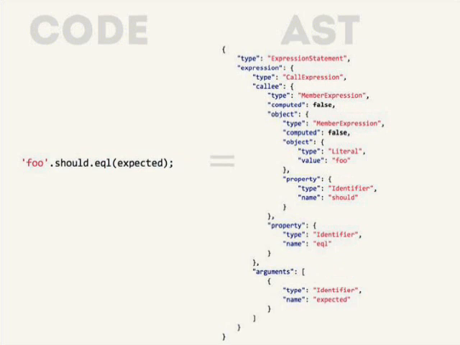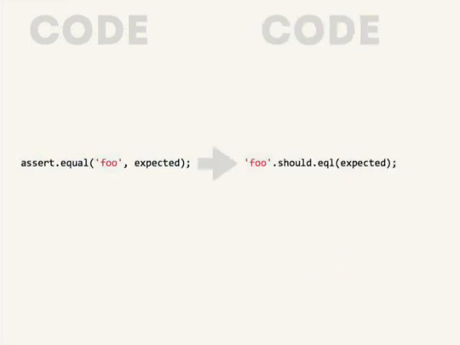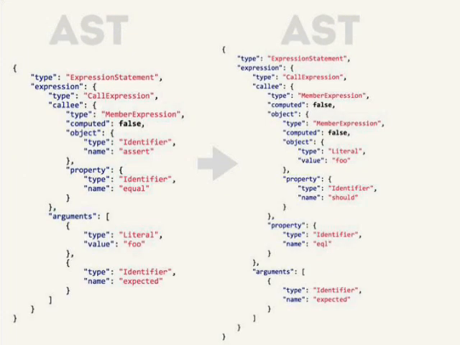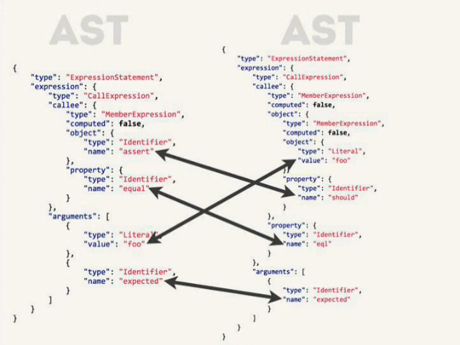So the problem of turning this assert statement into a should statement is really just the problem of turning the AST on the left-hand side into the AST on the right-hand side. You can see right here some of the mappings: foo matches at this one place on the left-hand side and on the right-hand side, and expected on each side. What we want to do is translate this tree into, almost, a template on the other side.